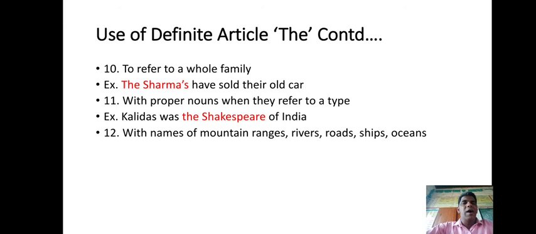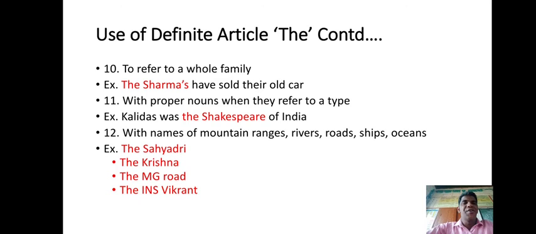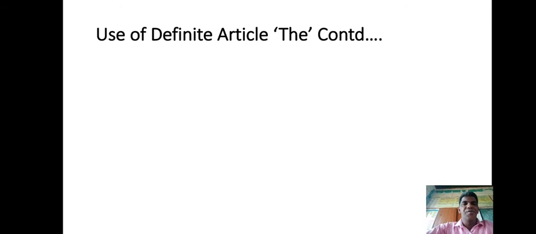Then the article the is used with the names of mountain ranges, rivers, roads, ships, oceans. For example, the Sahyadri, the Krishna, the MG Road, the INS Vikrant. So before the names of mountain ranges, rivers, roads, ships, and oceans, the article the is used.